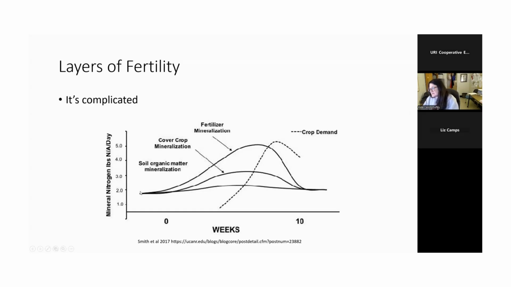So again, here's our crop demand, right? It starts off small when our plants are small, and then it gets higher as we reach harvest time. We have a certain amount of nitrogen coming from the soil, a certain amount of nitrogen coming from the cover crops that we had, and then we also have a certain amount of nitrogen coming from our fertilizers. And the idea is how can we really understand and try to synchronize the best we can to reduce any issues with under or over fertility.